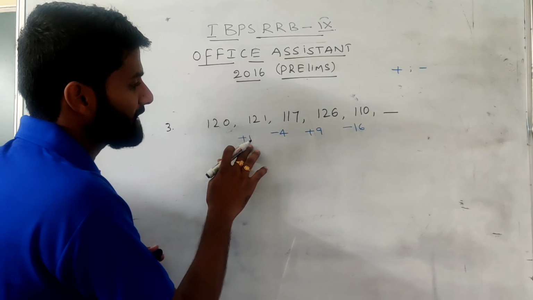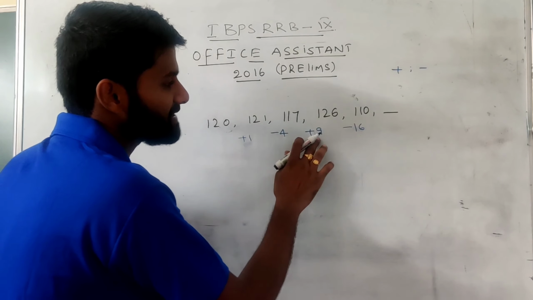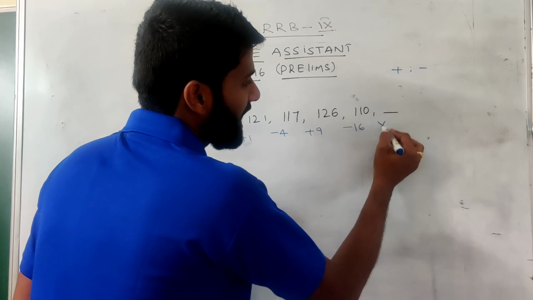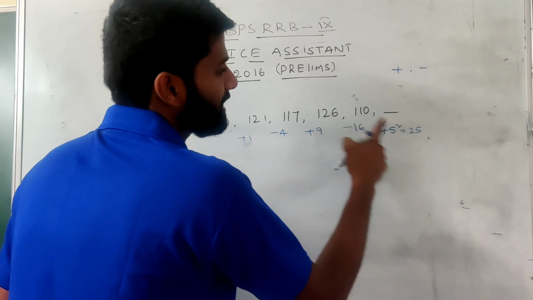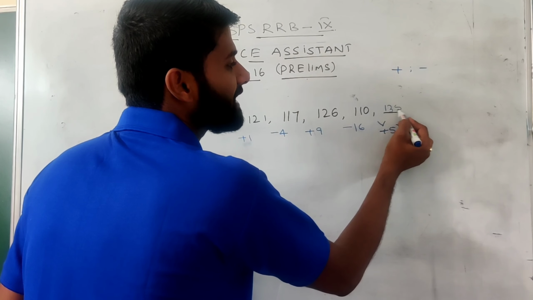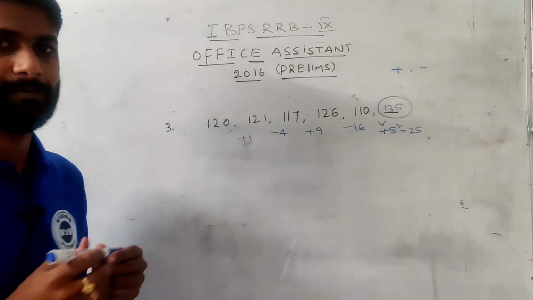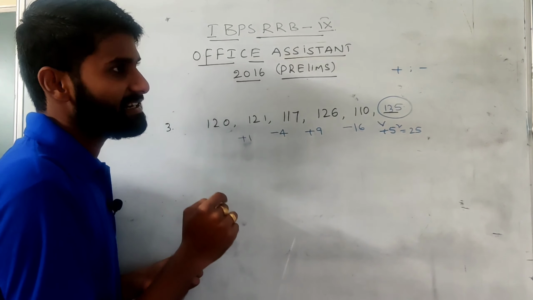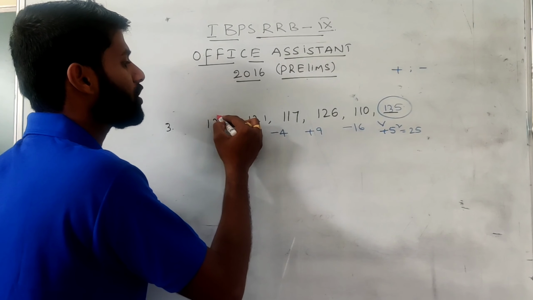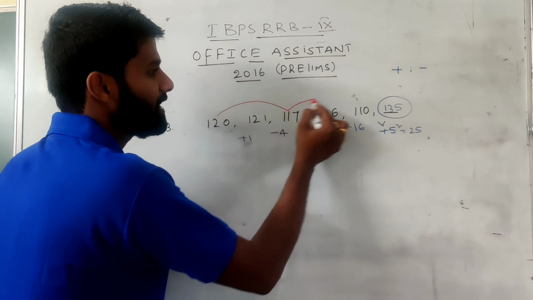Then see, here plus 1 square, minus 2 square, plus 3 square, minus 4 square, and we are adding 5 square. 5 square is 25. So 110 plus 25, the value becomes 135. This is the operation. If sudden increases and sudden decreases happen, you can go through the alternative operation. See, this is the alternative.